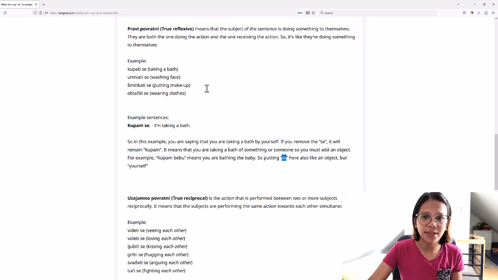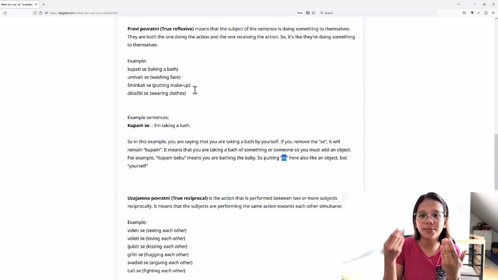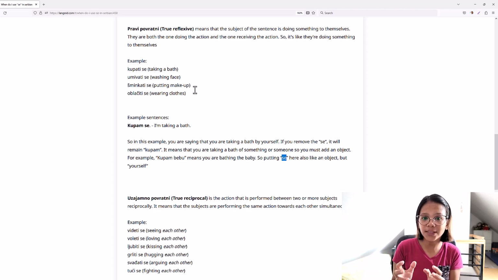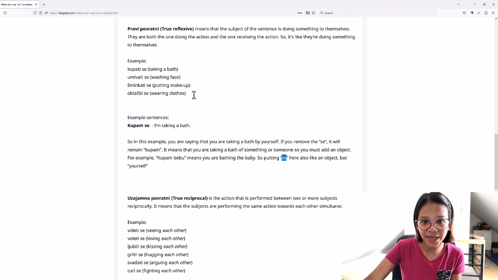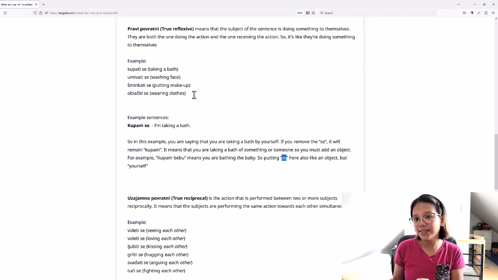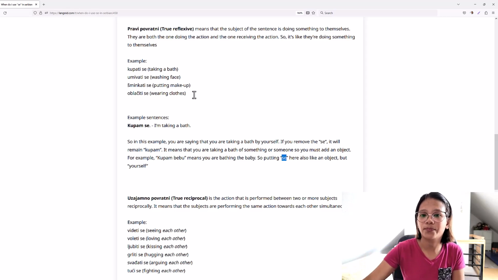Another example sentence, šminkati se, putting on makeup. If you say šminkam se, I'm putting makeup on myself. I am doing the action to myself. But if I say šminkam moju sestru, it means that I'm not putting makeup on myself, but I'm putting makeup on my sister. So that is the pravi povratni, where the subject of the sentence is doing something to themselves.